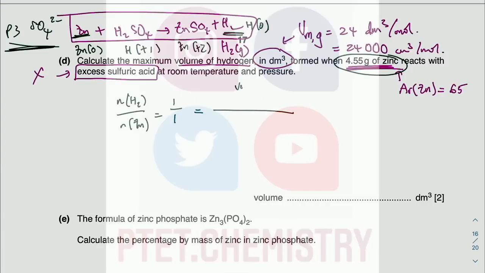I want the volume of hydrogen gas. I want it in dm cube, so I will divide that by 24, okay? So that is the volume in dm cube. That is dm cube per mole. 24, right? I use 24, that is dm cube per mole. So dm cube and dm cube will cancel. That will give me mole. Mole is the unit here.